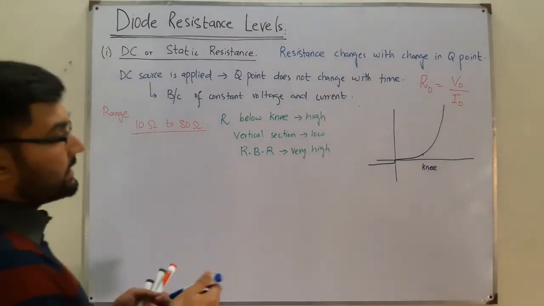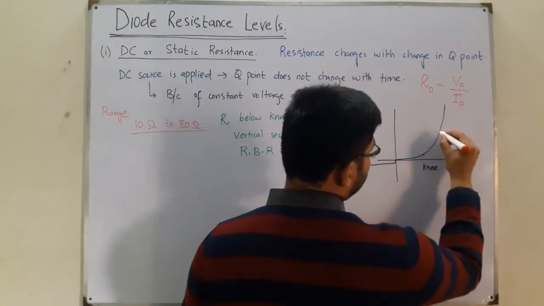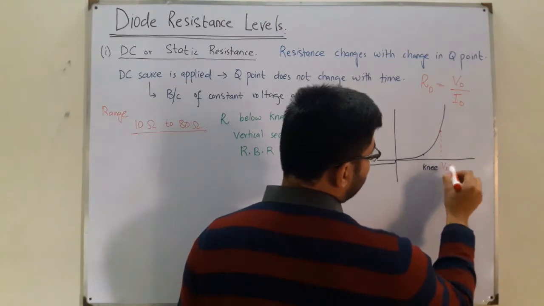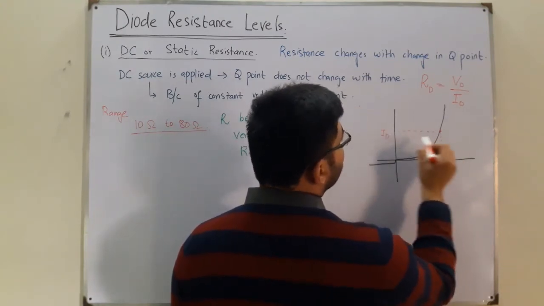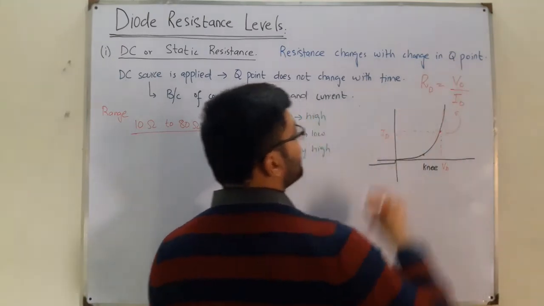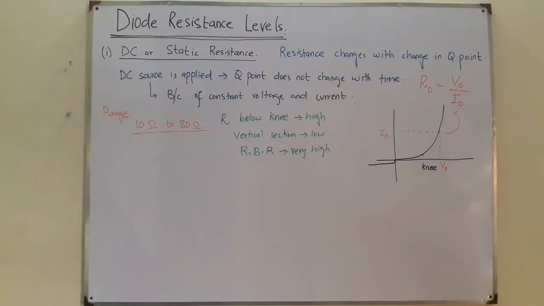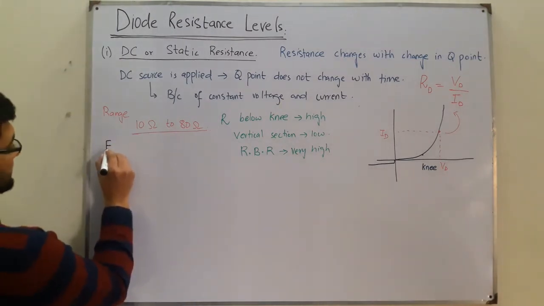And how do you find it? Let's say at this point, I need to find the resistance of the diode. This is the corresponding voltage across the diode, and this is the corresponding current through the diode. You put these values in that formula and you get it. So let me have an example. Now I am given a curve. Let's have an example.